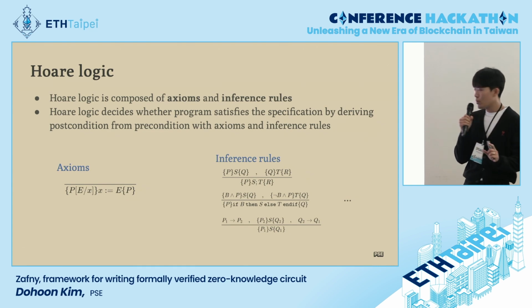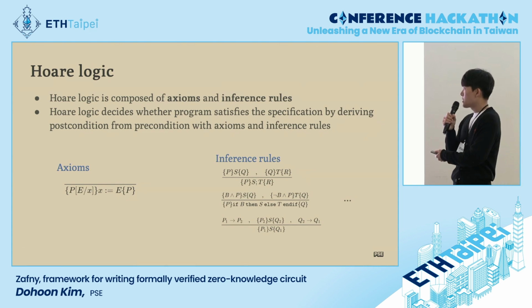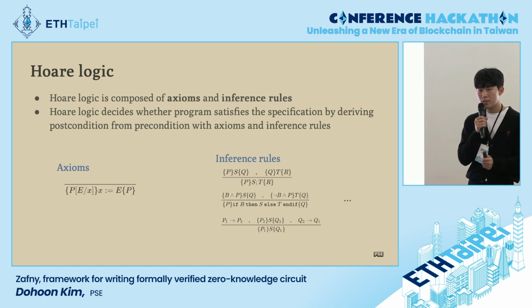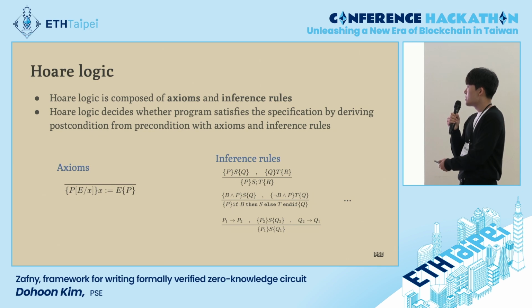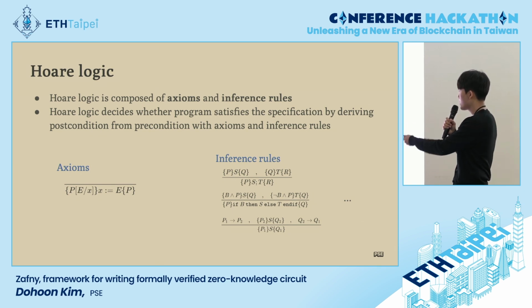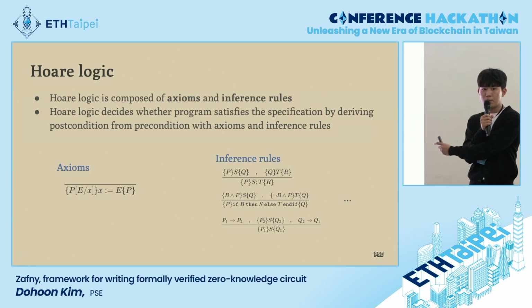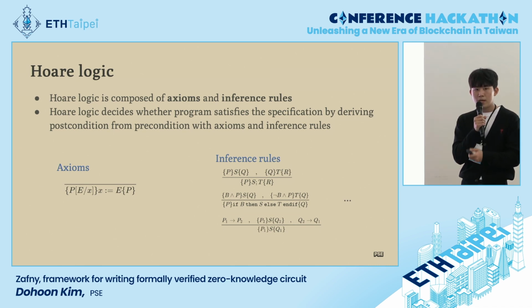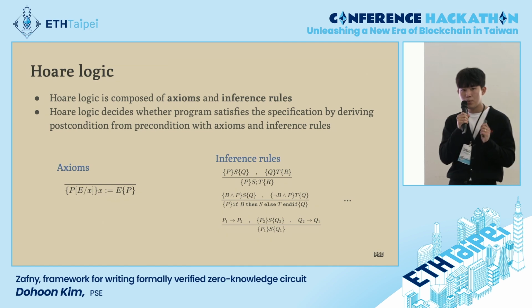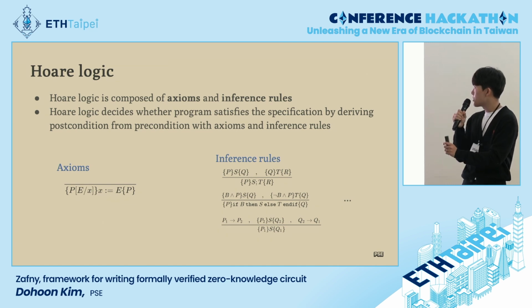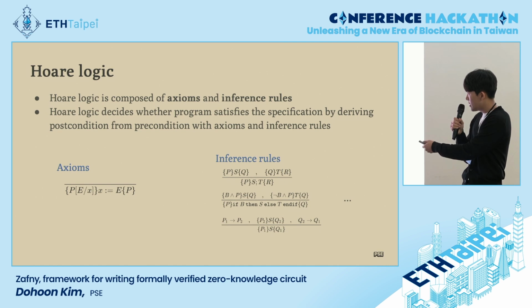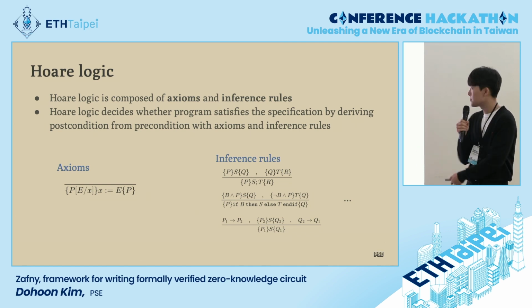Okay, we saw the Hoare triple till now. Hoare logic is just a logical system composed of axioms and inference rules. You can see that in the axioms and inference rules, all the basic elements are the Hoare triples that I described in the prior slide. The Hoare logic system decides whether the program satisfies the desired postcondition, from the precondition and the program, with these axioms and inference rules.